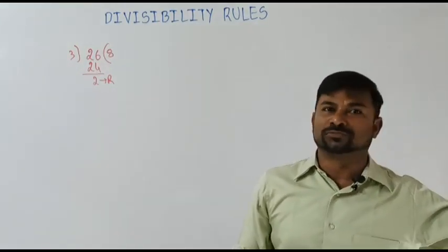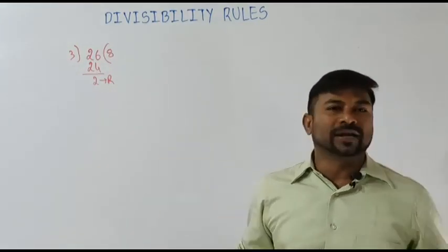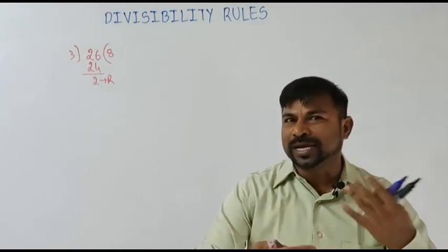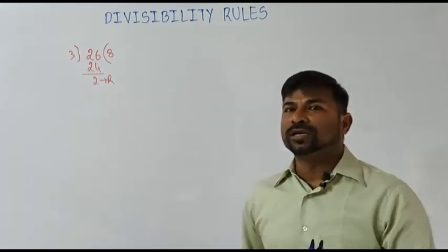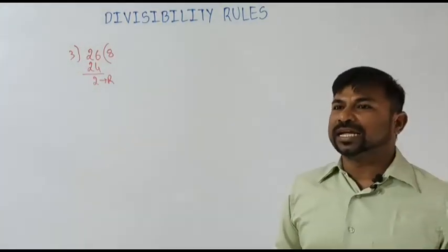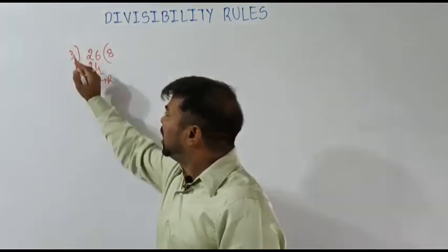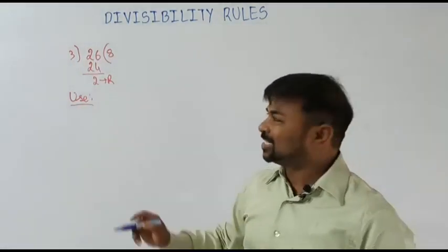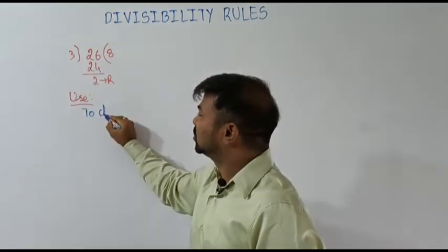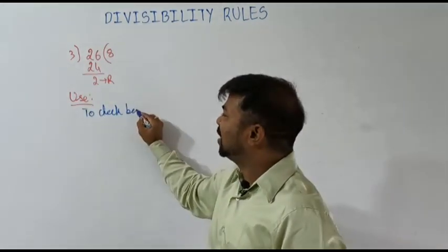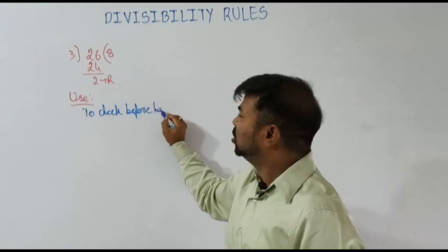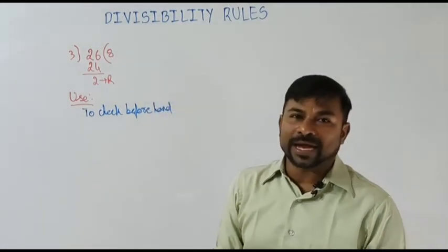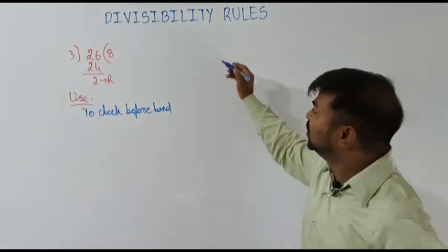If you are very good with these, from 2 up to bigger numbers, it helps us in every competitive examination so that we can speed up our calculation. So let me deal with the first one. Here I have given an example of the use I mentioned: to check the divisibility beforehand. Now let us come back to the rules. What are the divisibility rules?